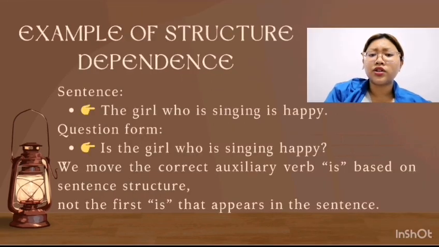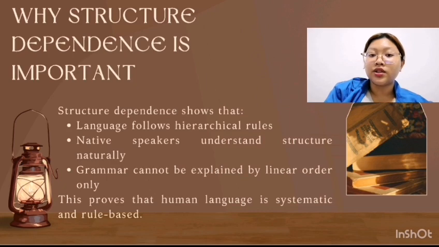Example of structure dependence. Sentence 1: the girl who is singing is happy. Question form: is the girl who is singing happy? We move the correct auxiliary verb based on the sentence structure, not the first "is" that appears in the sentence. Why is structure dependence important?